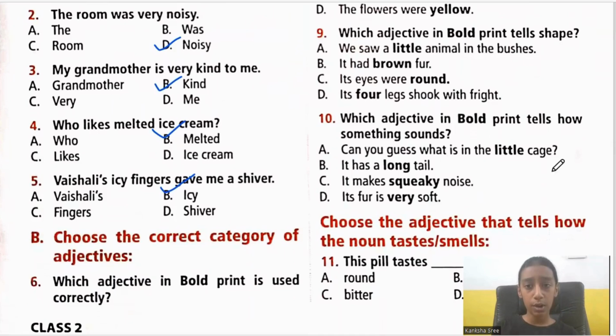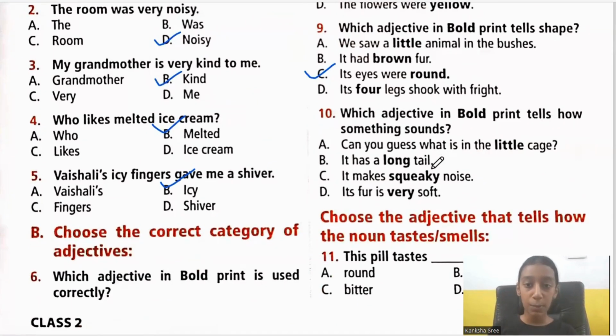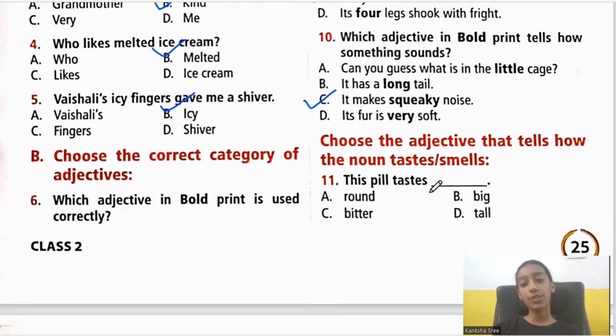Which adjective in bold print tells shape? We saw a little animal in the bushes. It had brown fur. Its eyes were round. Its 4 legs shook with pride. It is option C. That is round. Its eyes were round because round says the shape. Next. Which adjective in bold print tells how something sounds? It is very easy. You can just see it at this option. See that because it's saying squeaky. Squeaky noise.